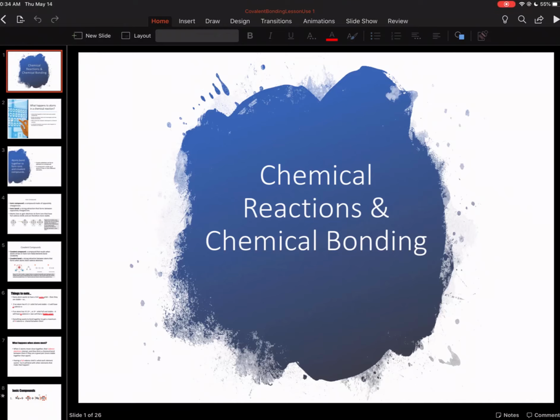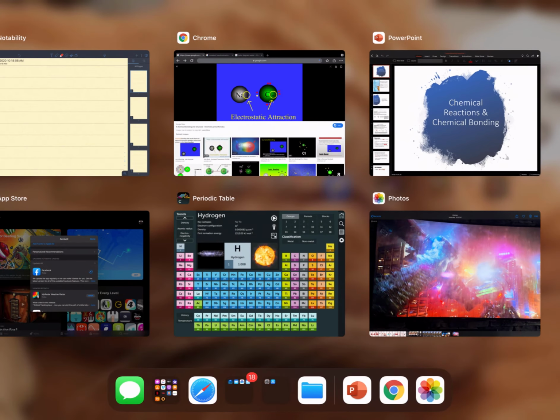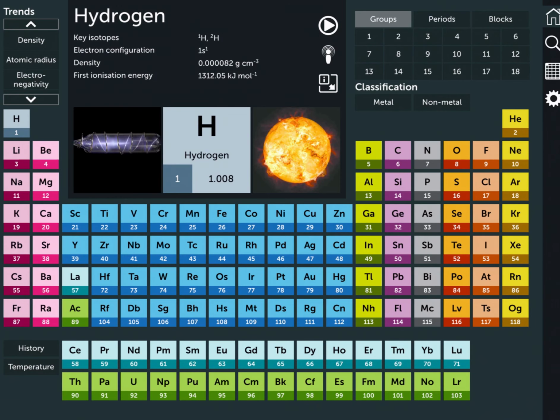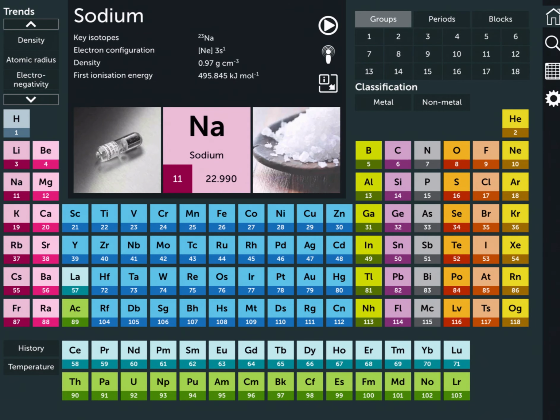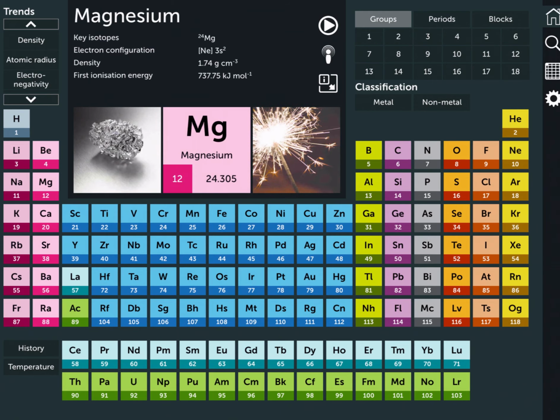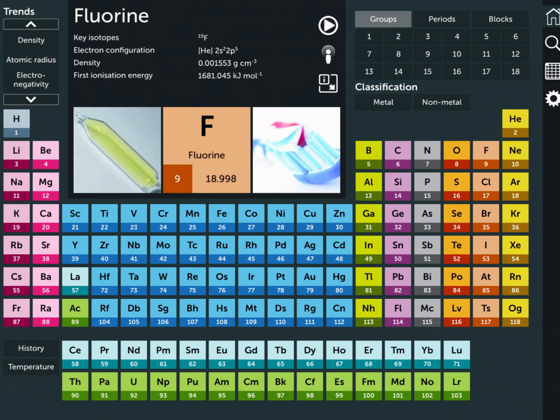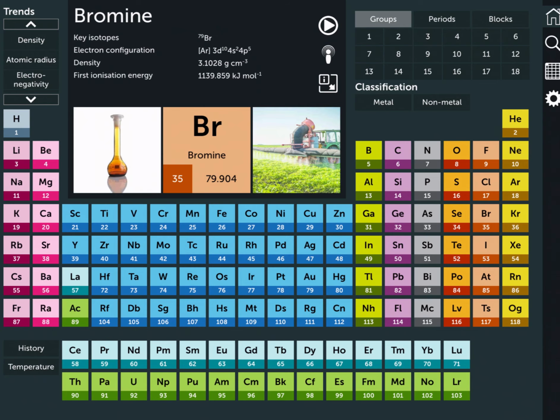Today's lesson is on chemical reactions and chemical bonding. Previously we talked about ionic bonds, and what I want you to remember from the periodic table is that when we're talking about ionic bonds, we're talking about metals like lithium or sodium, or any of these ones on the left side of the periodic table, with nonmetals, and the nonmetals begin over here. Some famous ones: carbon, oxygen, fluorine, bromine, right? And you know a lot of those in their gaseous form.